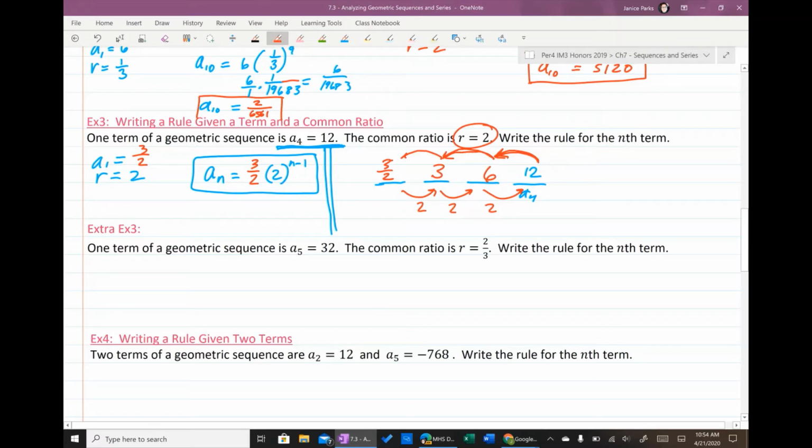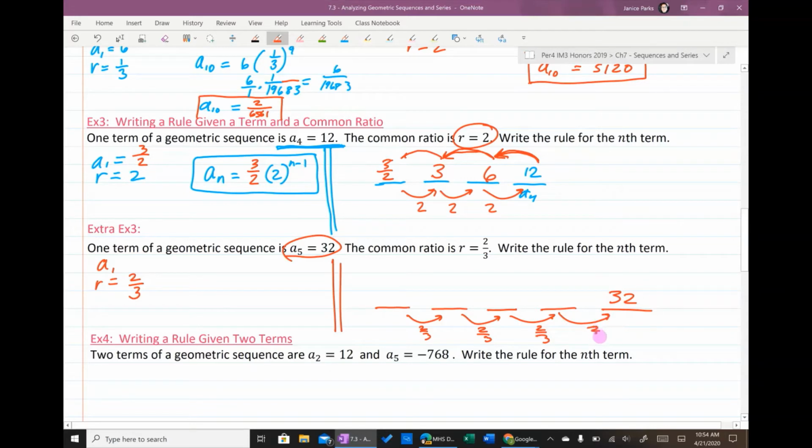All right, so I'm going to go ahead and do this one. So A1 and R. So R is 2/3. I didn't even read that, so that's pretty interesting that I mentioned that up here. So let's see, 1, 2, 3, 4, 5. So the fifth term is 32. So in this direction, they're multiplying by 2/3. So in this direction, they're dividing by 2/3.